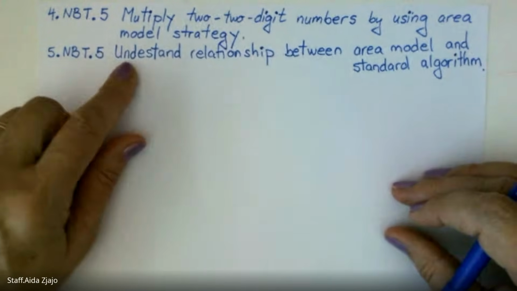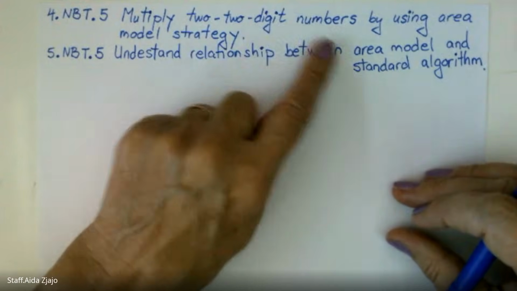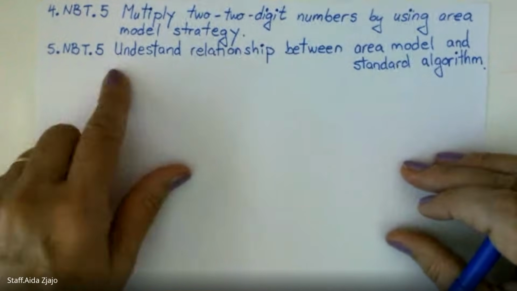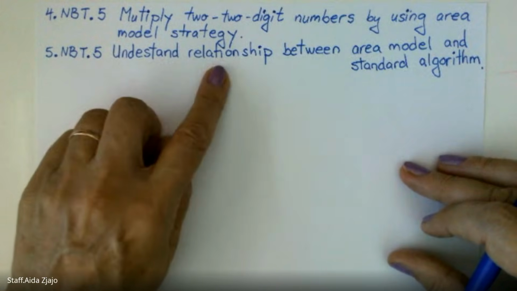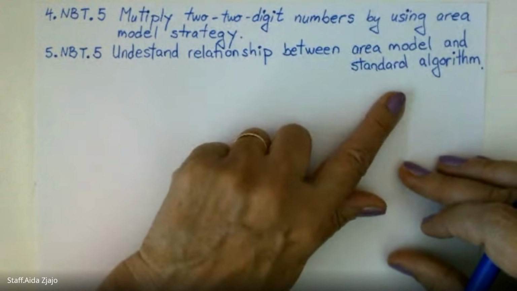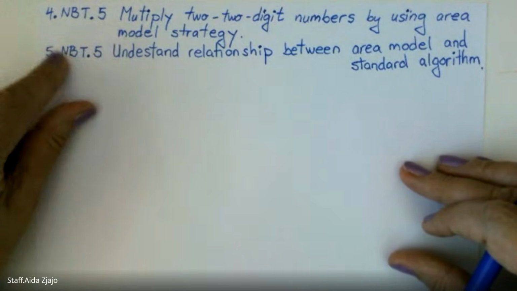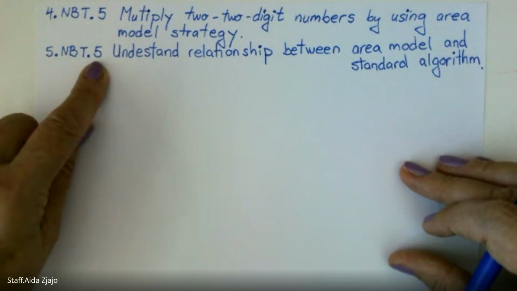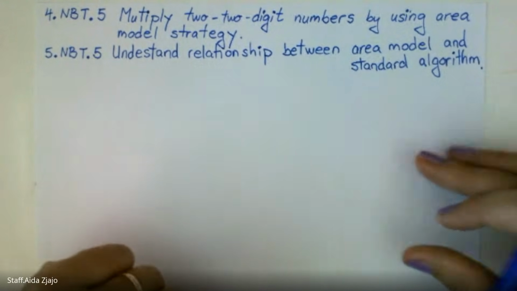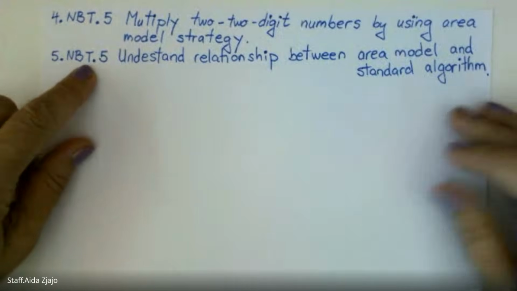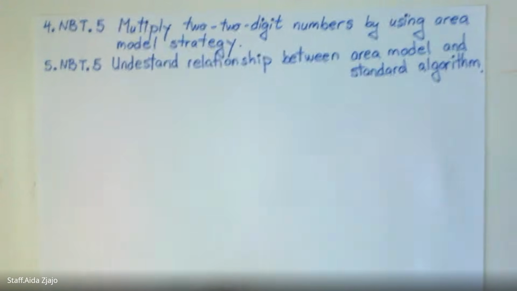Today, we're going to talk about how to multiply 2 by 2-digit numbers by using the area model, and also connect that to 5th grade, where they need to understand the relationship between the area model and the standard algorithm. So the objectives are 4.NBT.5 for 4th grade and 5.NBT.5 for 5th grade. Number and Operations in Base Ten is what we are talking about.